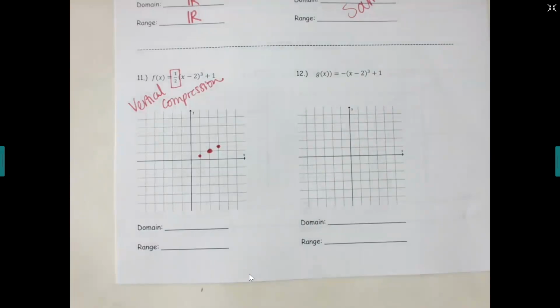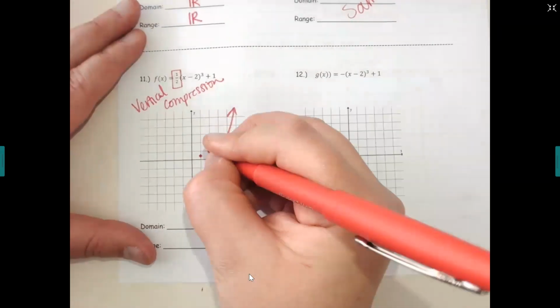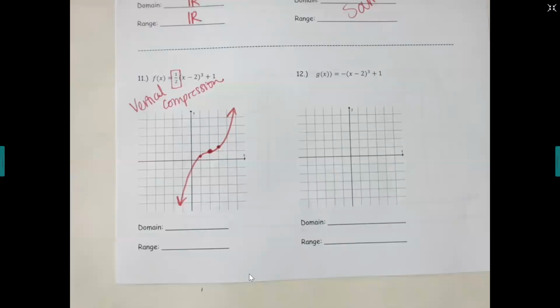Now notice, am I still going all the way 1 box to the side? Yeah, because you're only squishing it this way. You're not pulling the dots away. You're only making them taller or shorter, okay? Then draw your little squiggles. So it'll be 1 arm up, 1 arm down.